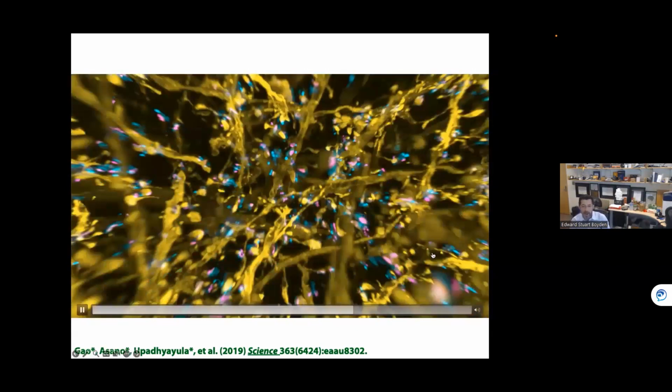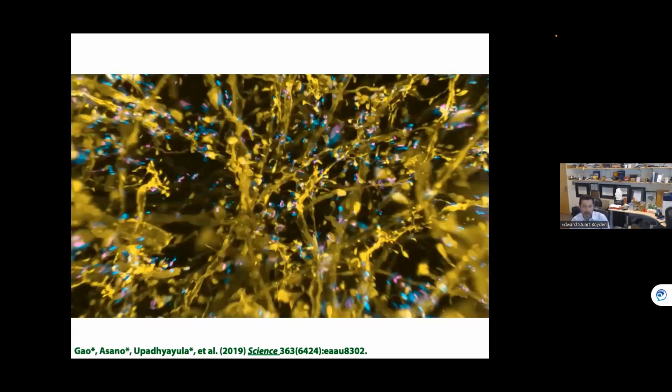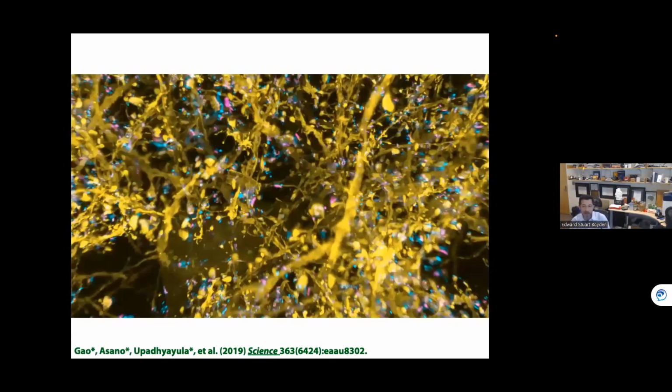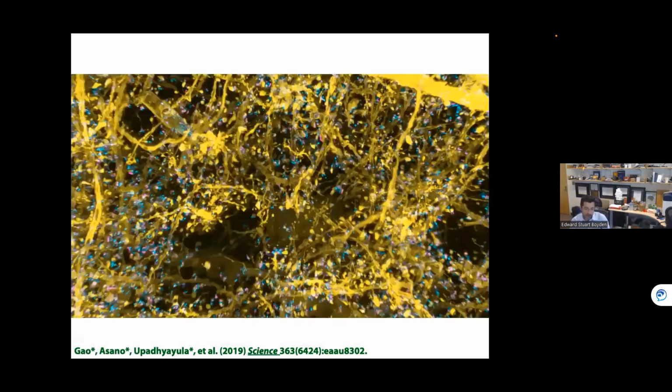But we can also take a step back and zoom out and see the context of the synapse or the synaptic proteins in the local circuitry.